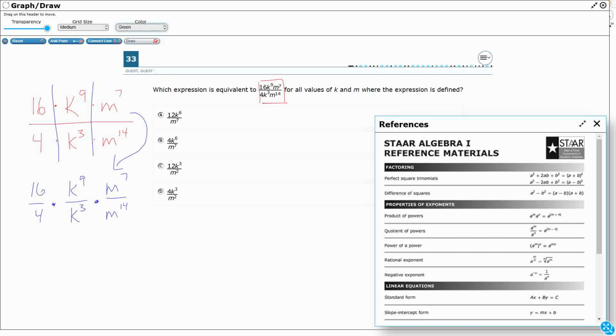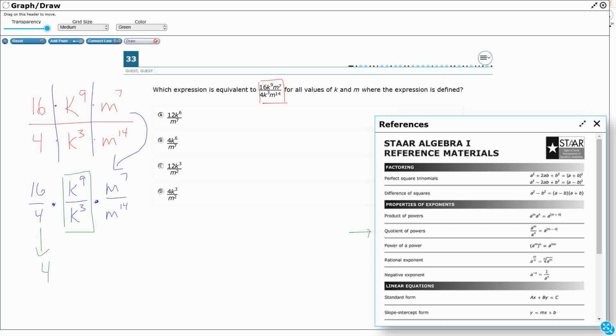16 over 4 is just basic division. 16 divided by 4, so this is going to turn into 4. Now, this next one is going to be k to the 9 over k to the 3. So let's look over here at what we get when we get the quotient of powers, and I'll draw an arrow to it right there.